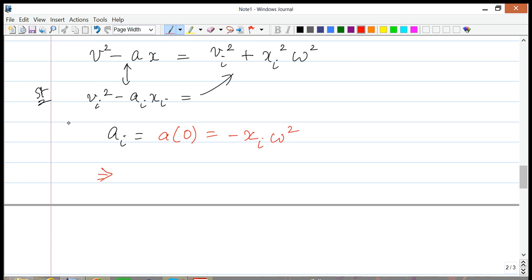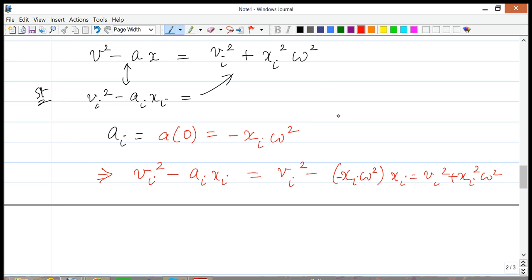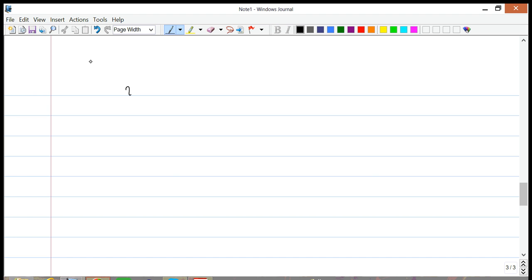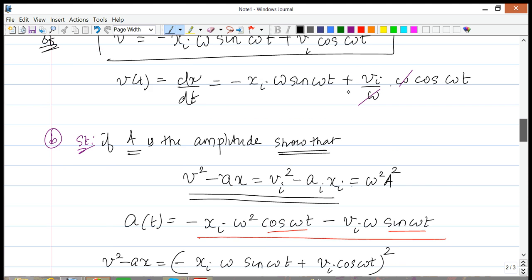Okay, so this implies that vi square minus ai xi is simply equal to vi square minus ai, which happens to be minus xi omega square times xi, which is equal to vi square plus xi square omega square. And if you see, this term and this term are identical, and we get the answer. Okay, so we've shown that those two things are the same. Now we want to show one more thing, which is that all this v square minus ax is also equal to omega square a square. This is the last thing that we would like to show.